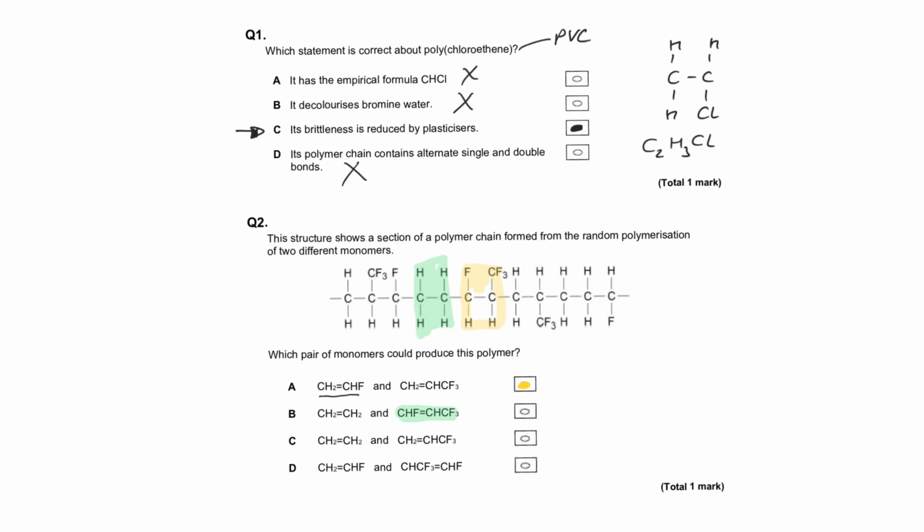Okay, so why isn't it this one? Because then the next part of the polymer structure would have to be CH2, CH2, which it isn't, because it's got a CF3 there. So it can't be that one, because although this bit looks okay, this bit doesn't. Same reason for this one and the one below it.